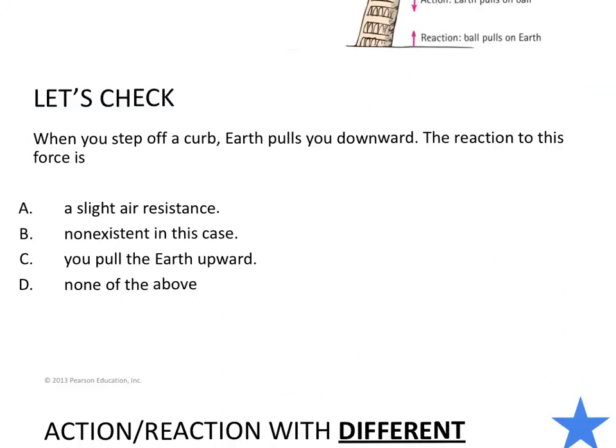So let's check. When you step off a curb, earth pulls you downward. The reaction to this force is A, a slight air resistance, B, non-existent in this case, C, you pull on the earth upward, or D, none of the above. Now in this case, I'm stepping off a curb, okay? So this is my foot on the curb. And in this case, the earth is pulling me down. So because the earth is pulling me down, my reaction must be that I am pulling back on the earth in the opposite direction. So that means that my answer is C.